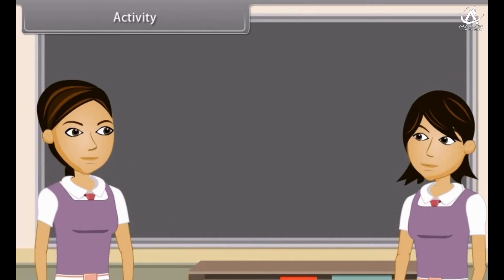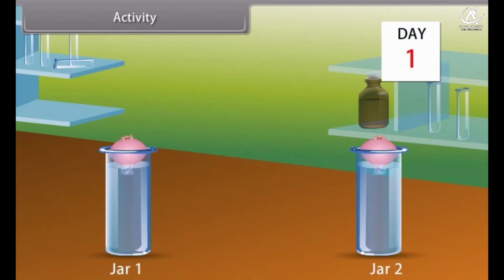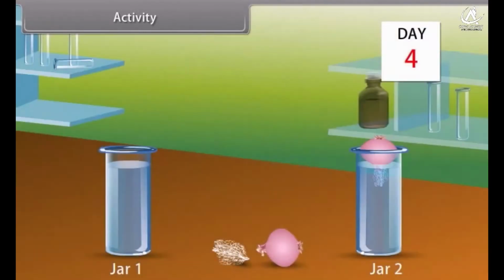Activity. We can prove that meristematic tissues are found by doing an activity. I will take a glass jar and Ankita, you will also take a similar glass jar filled with water. Then we will place same-sized onion bulbs on each jar for 3 days to observe the growth of roots. Yes, we will measure the length of roots on day 1, 2 and 3. Then on the 4th day, you will have to cut the roots of the onion bulb. Then again, place it on the jar. On the 5th day, we will again measure the root length.